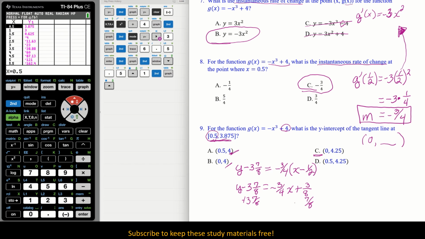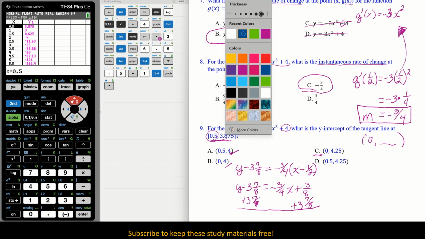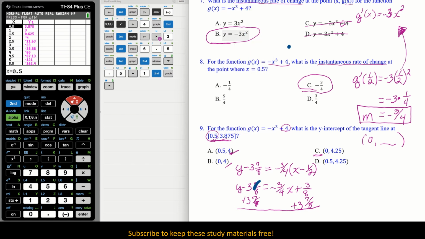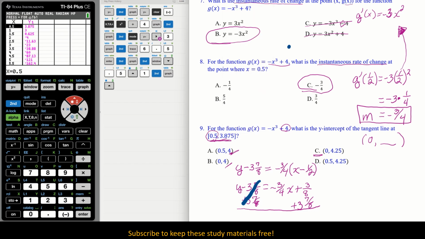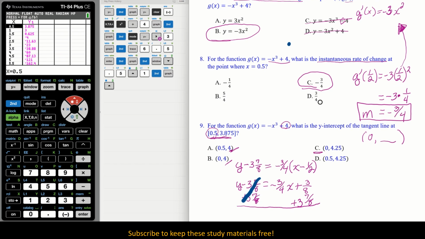Plus 3 and 7/8. Okay, all right, now, let's look at this. Obviously, this cancels out. And then that means that I have, let's see if I can scoot up a bit. That means I have y equals negative 3/4 x plus. Well, 3/8 and 7/8.